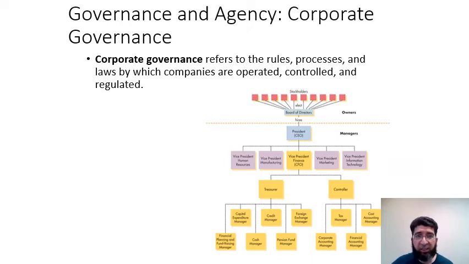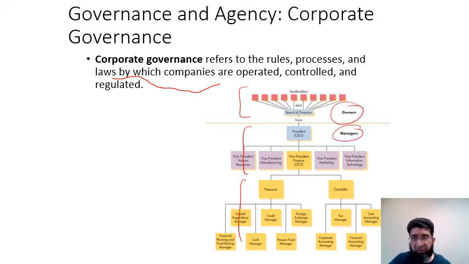Let's quickly look at governance, corporate governance. Corporate governance refers to the rules, processes, and laws by which companies are operated, controlled, and regulated. We already discussed this hierarchy where we have owners, we have managers, and then we have other managers. The prime difference between owners and managers is that owners have a stake, in a sense that they are going to earn money if managers perform well.